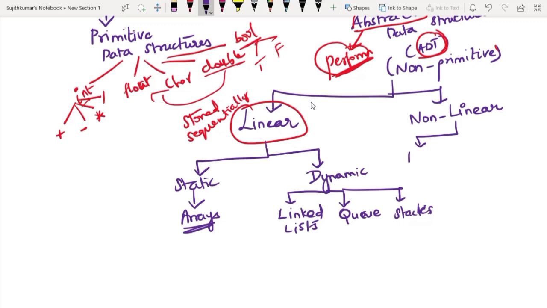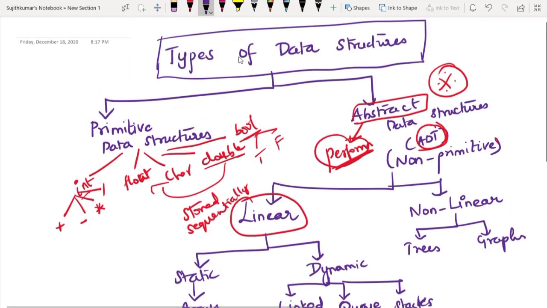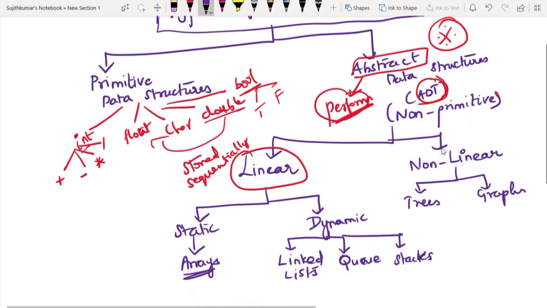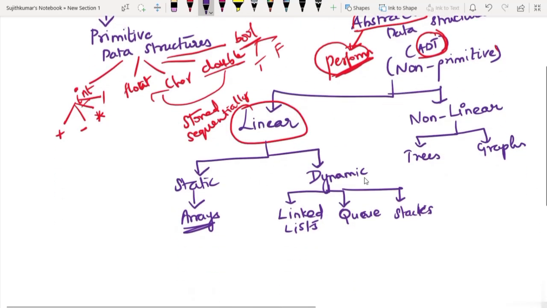Non-linear are trees and graphs, which will involve a lot of terminologies, but don't worry, by the end of this course you'll be familiar with all those terminologies. So this is the mind map that I could draw about data structures: primitive and abstract, non-primitive, then linear, non-linear. In linear, we have static, dynamic, and non-linear are trees and graphs.